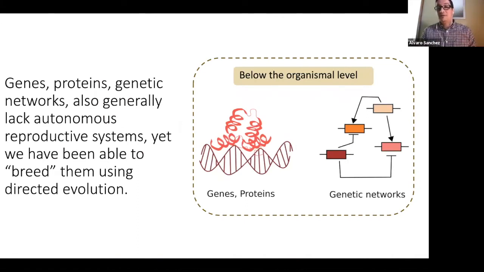People have, for now a few decades, been able to breed biological systems which do not have an autonomous reproductive cycle. Genes, proteins, and genetic networks have been engineered from the top down through a process known as directed evolution, which has allowed us to actually create either proteins, RNAs, or even circuits and metabolic networks with new or enhanced functionalities.